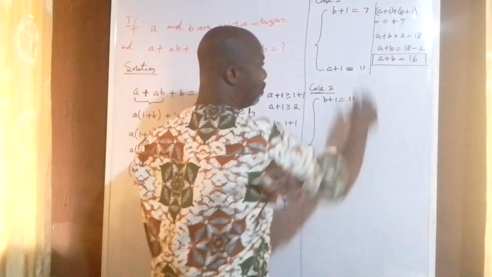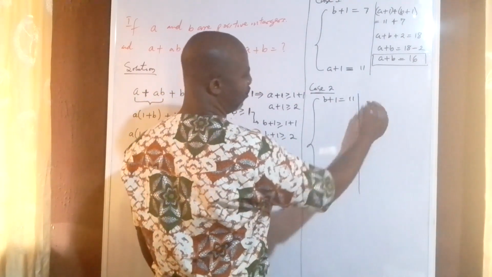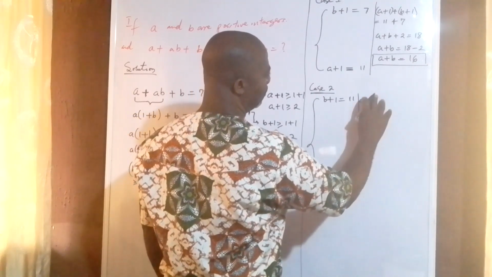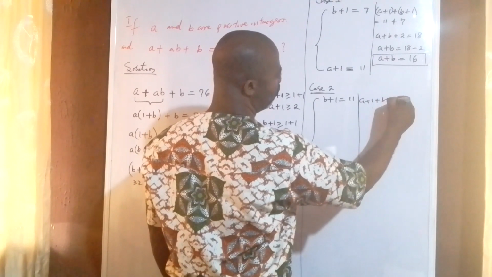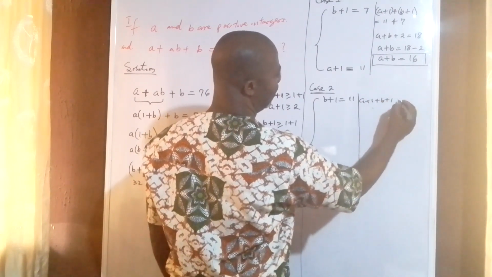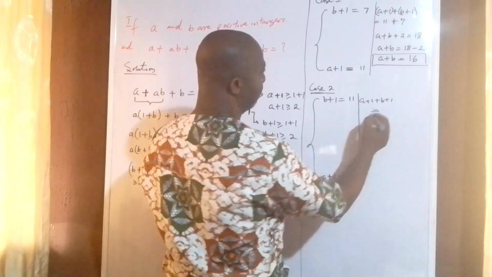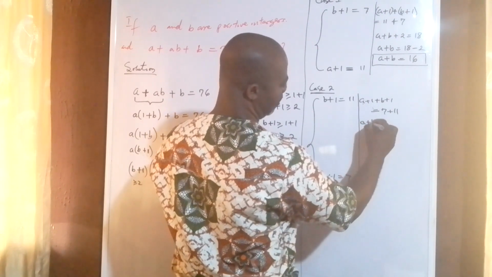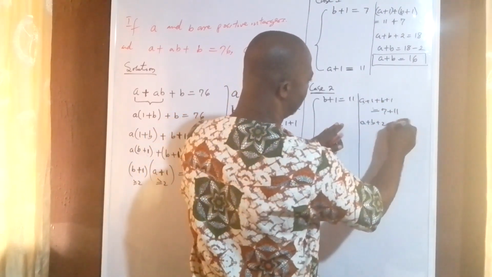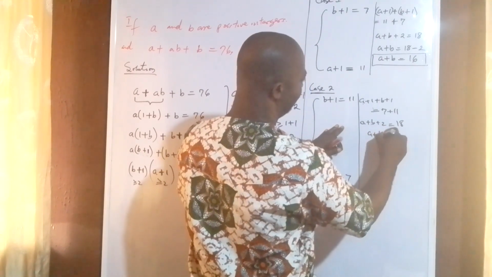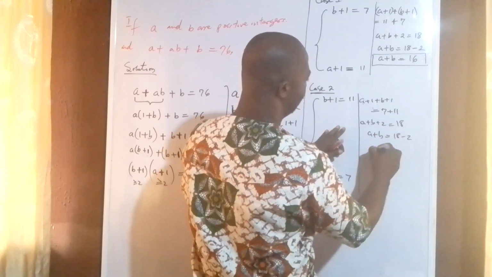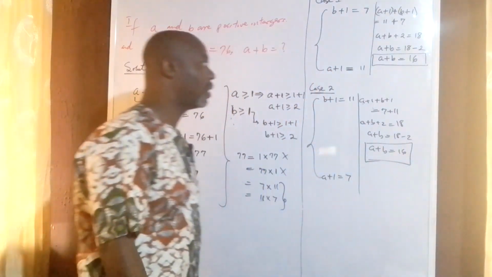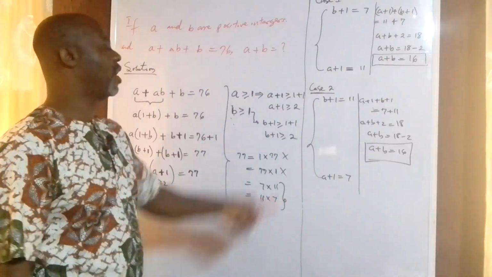Then for case 2, we do the same thing. We have a plus 1 plus b plus 1. A plus 1 is 7, b plus 1 is 11. So a plus b, then 1 plus 1, that's 2, equal to 18. So a plus b equals 18 minus 2, so a plus b equal to 16. So for both case 1 and case 2, we have that a plus b equal to 16.